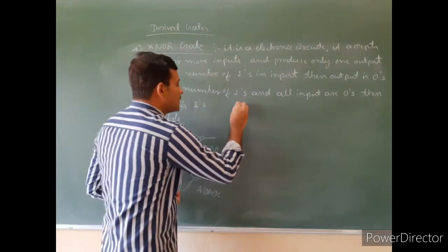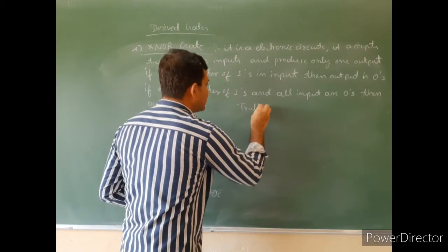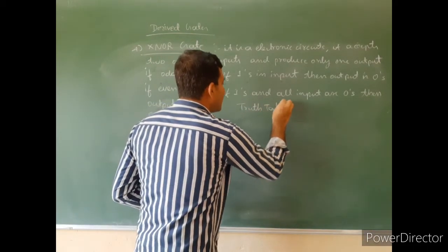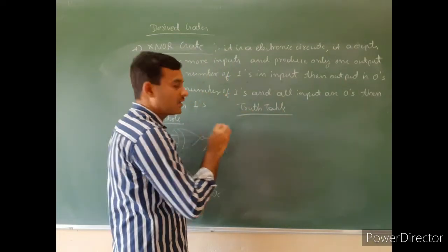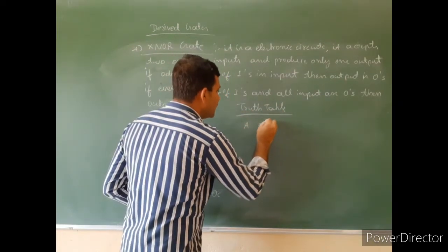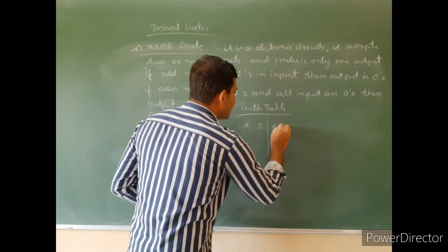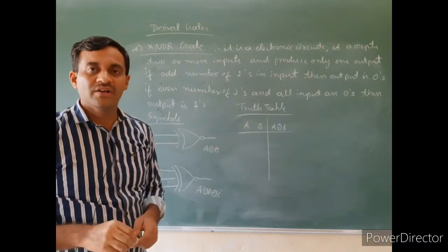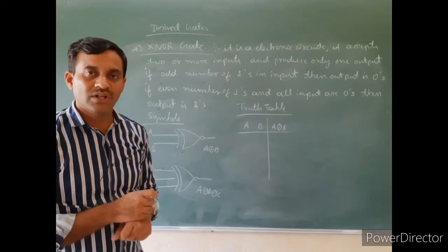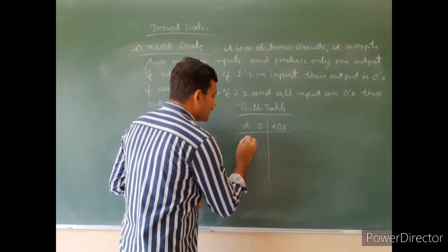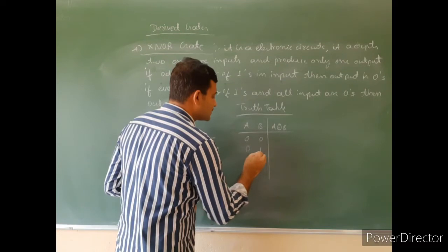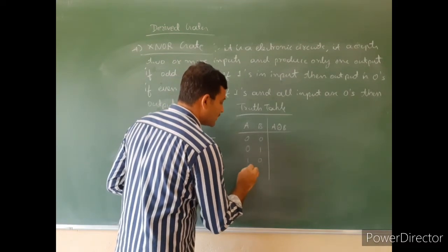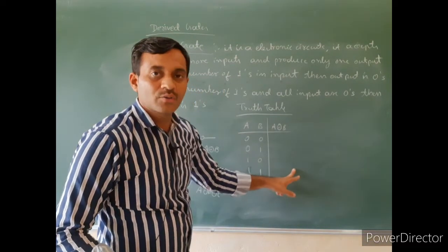How to write the truth table? See here, the truth table for the XNOR gate. A, B, then the output is A XNOR B. First write the 2-variable truth table, the 2-input truth table. Two variables have 4 combinations. These are the 4 combinations. Then how to write the output side?